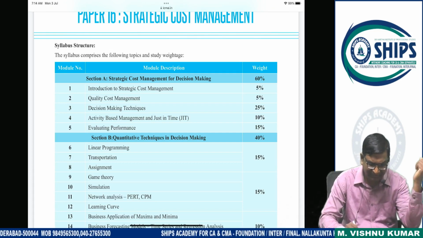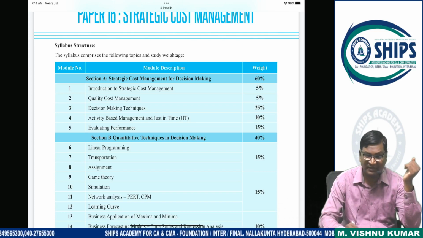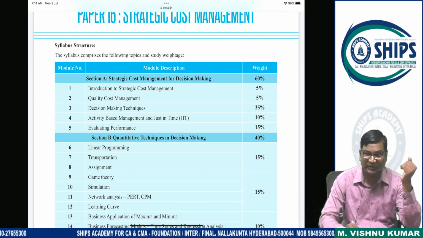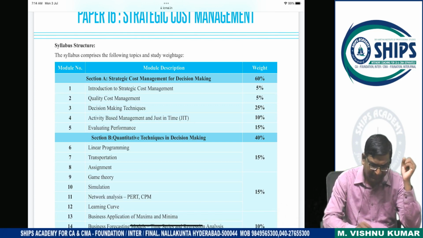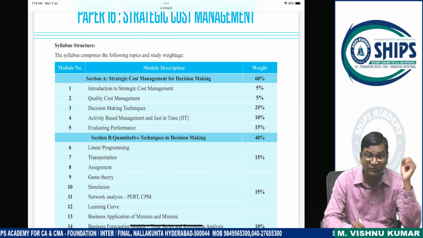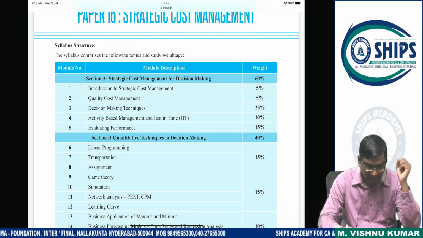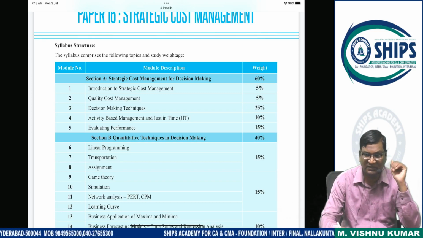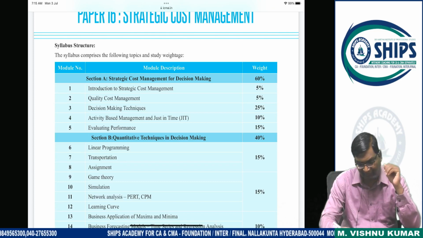Next is decision making. In decision making, you have marginal costing, you have relevant costing, you have transfer pricing. All types of decision making will be covered in this topic. Clear? So if you learn marginal costing and transfer pricing perfectly, there is a possibility you can score 25% marks. It's 25 marks. And transfer pricing is not like intermediate level. Here transfer pricing will be at peak level.